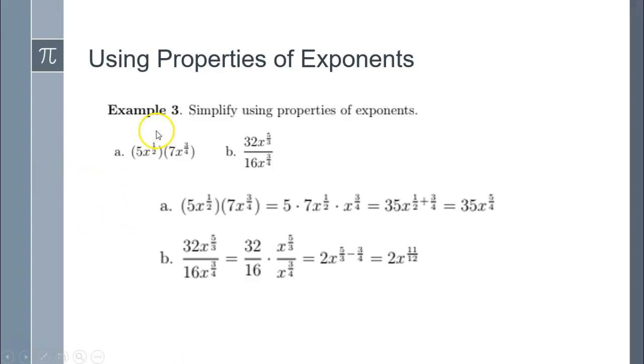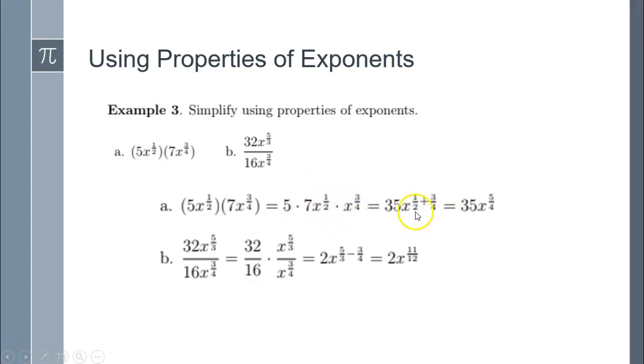So in these cases, I have a 5. I'm going to simplify this, which means basically write it as one term in this case. So when I did that when the exponents were integers, I multiplied the numbers together. So I got 5 times 7. And then x to the 1/2 times x to the 3/4. The bases are the same, so I have to add the exponents.